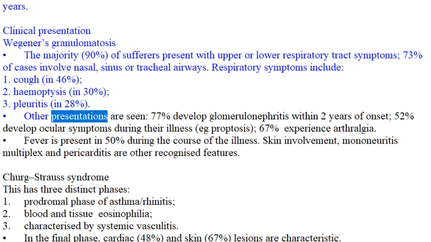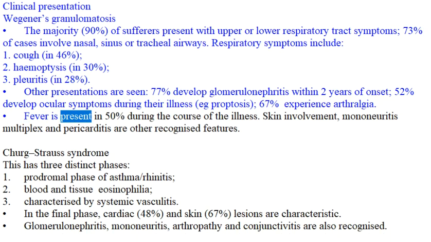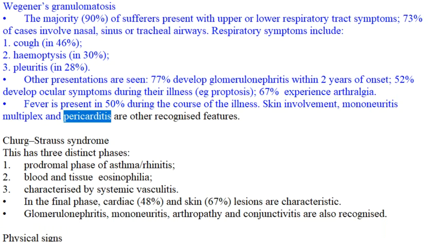Other presentations are seen. 77% develop glomerulonephritis within 2 years of onset. 52% develop ocular symptoms during their illness, e.g. proptosis. 67% experience arthralgia. Fever is present in 50% during the course of the illness. Skin involvement, mononeuritis multiplex and pericarditis are other recognized features.